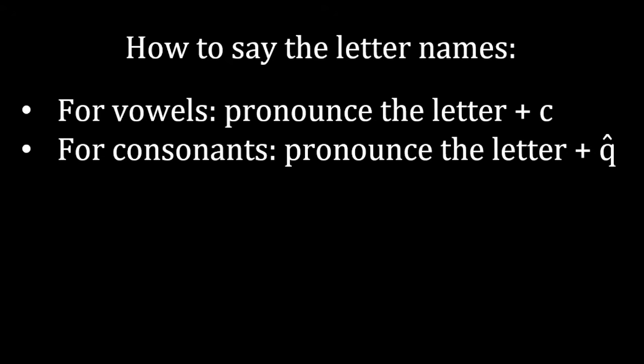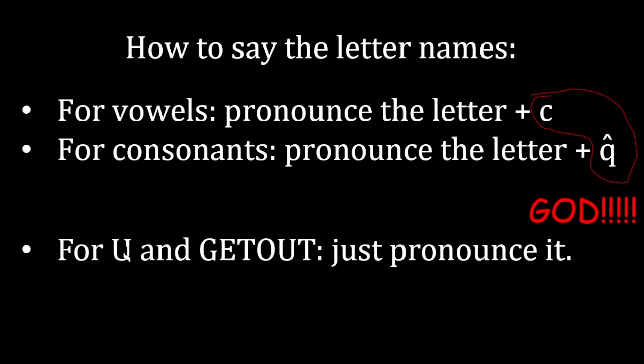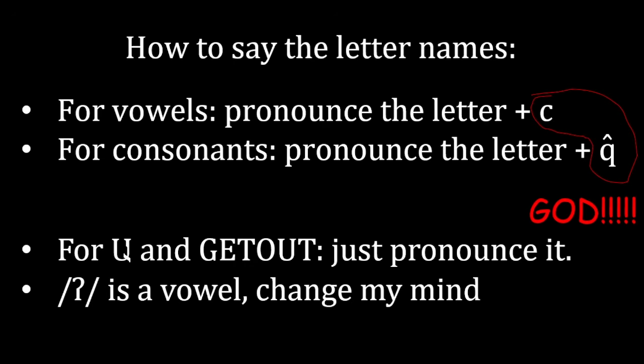What are these letters called in CAQ IR? Well, for vowels, you just pronounce the letter plus C. For consonants, you just pronounce the letter plus Q circumflex, because those two letters are God. Also, uke is just called uke and gal is just called gal. Also, the glottal stop is considered a vowel for some reason.